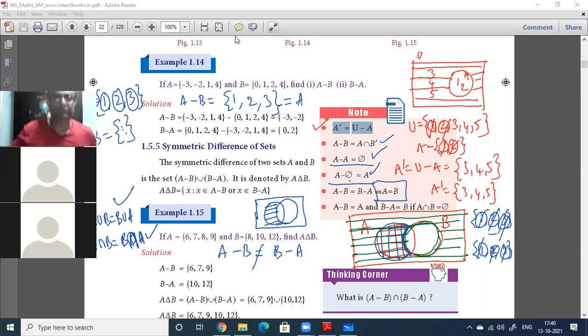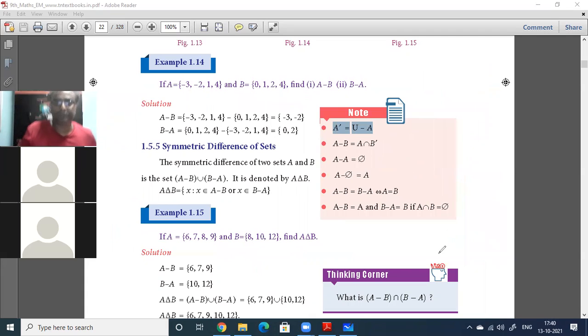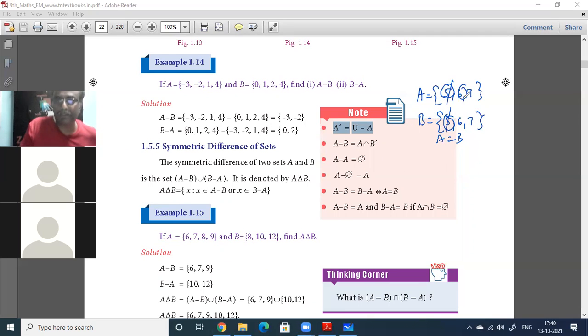Let us take an example and see. A minus B equal to B minus A. Let us say A is equal to 5, 6, 7. Let us say B is also equal to 5, 6, 7. Now A equal to B. In this case, A minus B is what? 5 is there in B also, so not this. 6 is also there, so not this. 7 is an element of A, but it's also an element of B, so not this. So null set you will get.